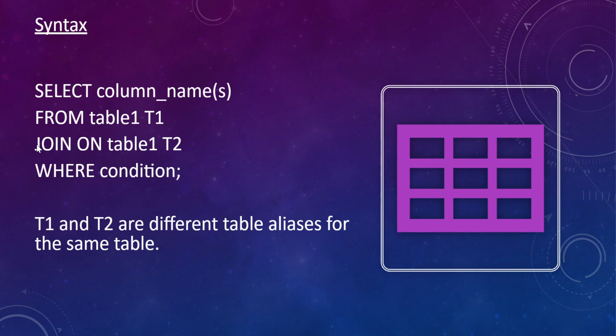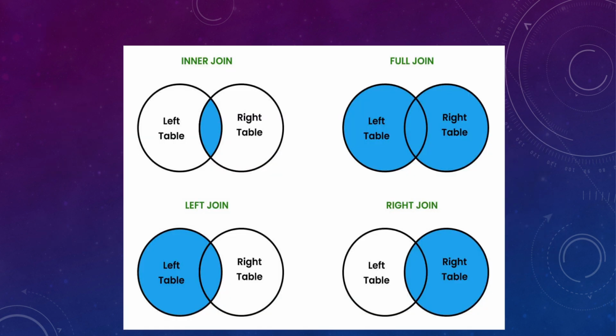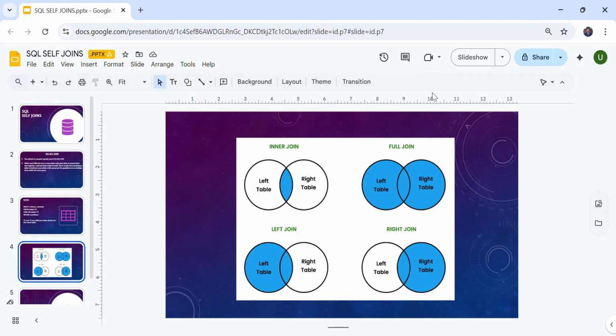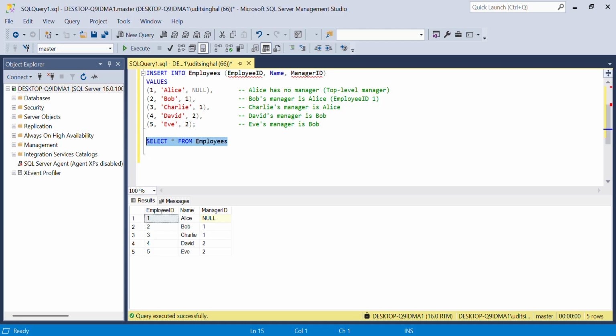You can use either inner join, left join or right join, any of the joins. However, the answer will differ depending on the question and type of table. But you can use any type of join while using self join. We have already seen inner join, full join, left join and right join, and today we are discussing self join. Now we will see one practical example in SQL Server Management Studio.